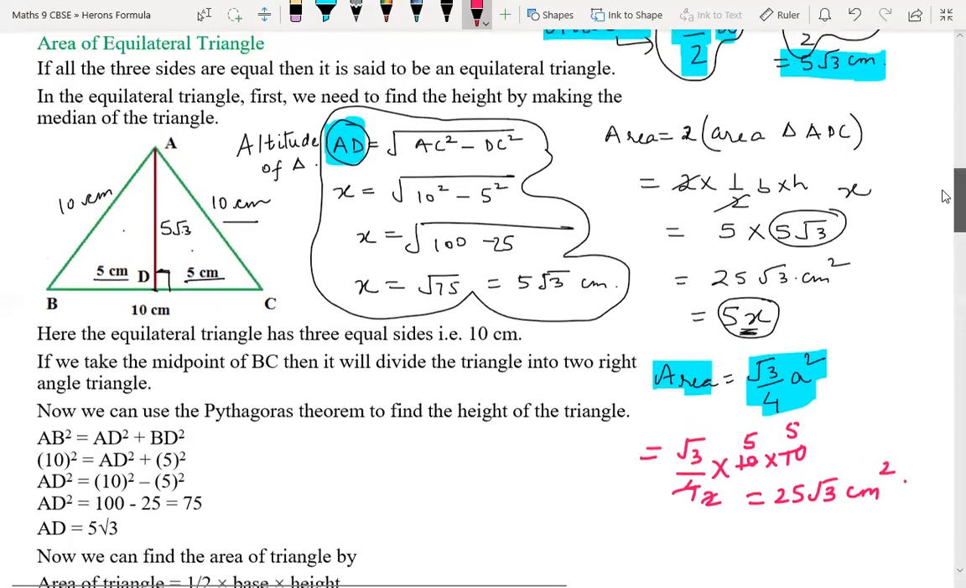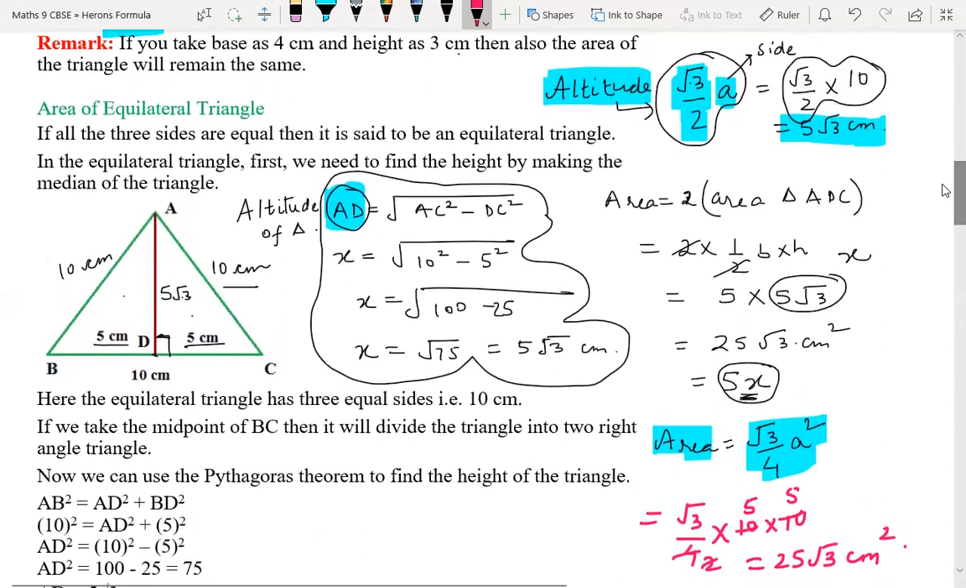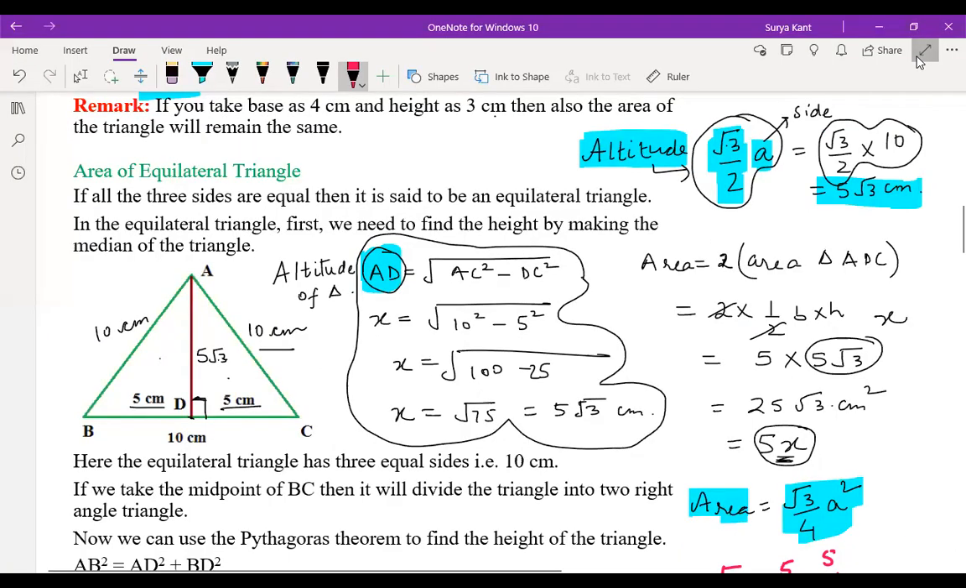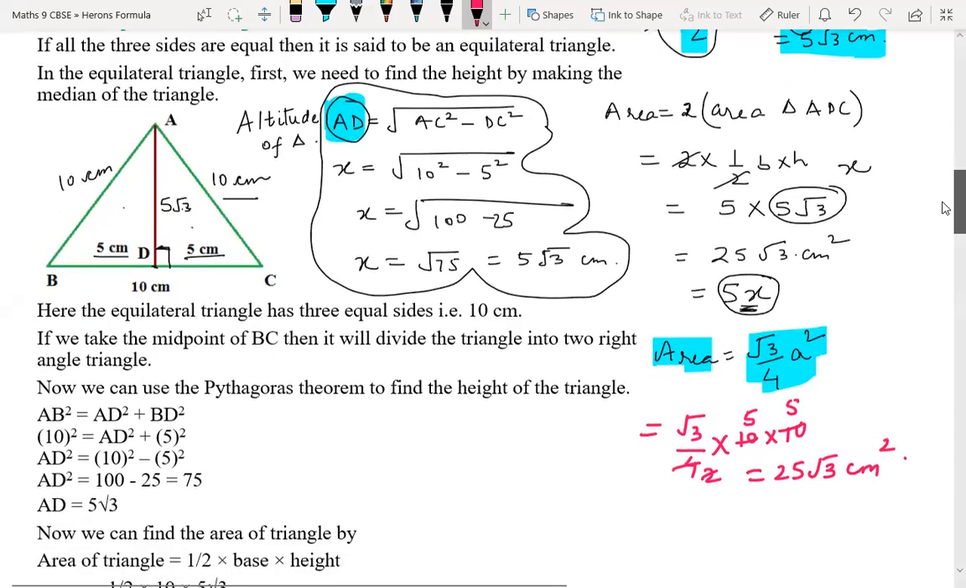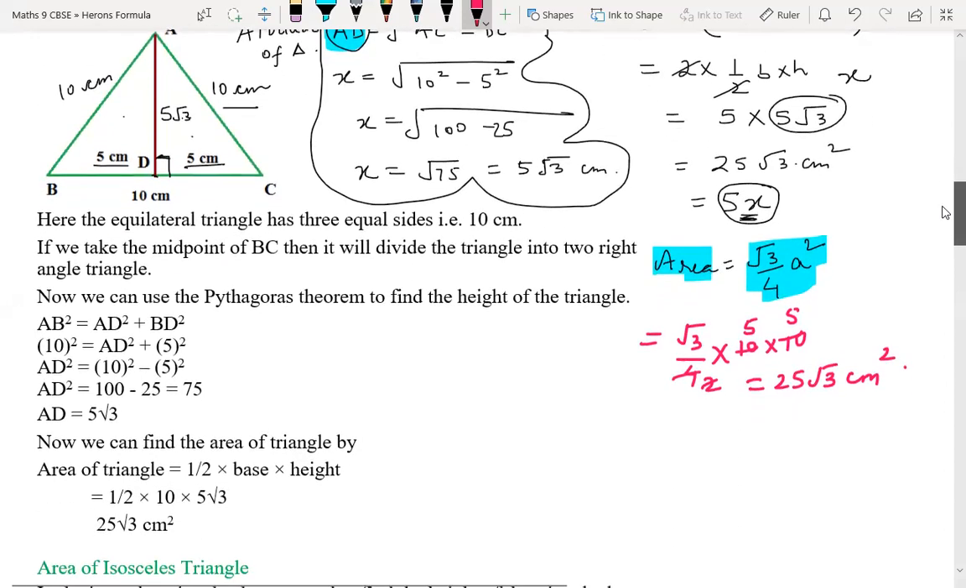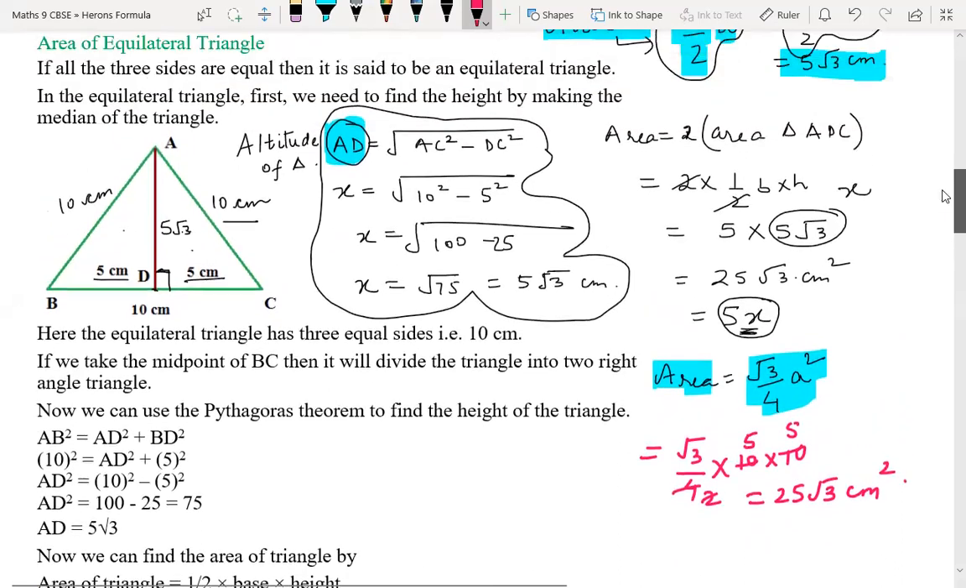If you want, I will share it today only. I will share this whole PDF to you. Okay. Shall I move further? All right. Shall I move further? Yeah, tell me.